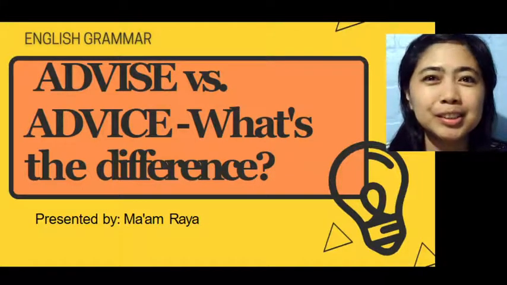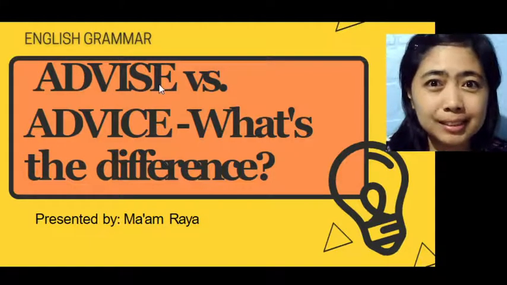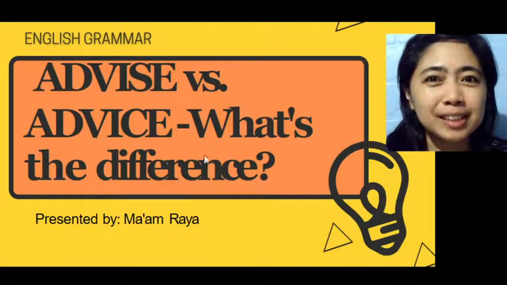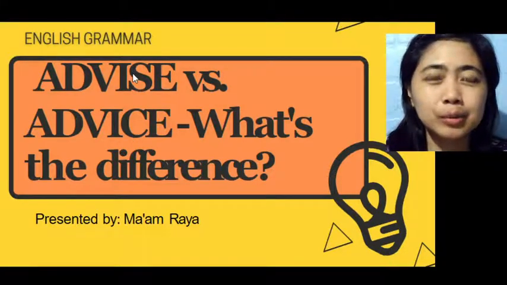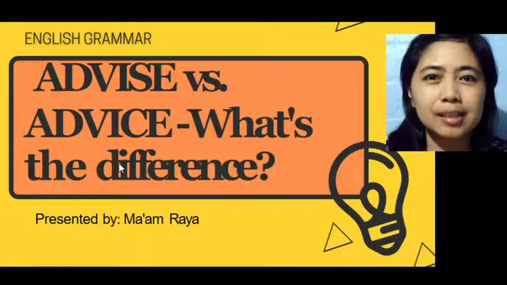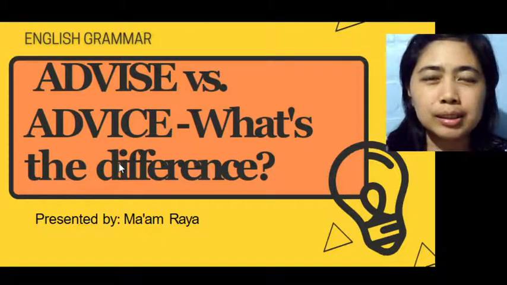And for today's topic, we're going to talk about the difference between the use of advise and advice. Aside from the pronunciation, this one is pronounced with the letter Z and this one is pronounced with the letter S. Aside from their pronunciation, we're going to discuss how they are used in sentences.